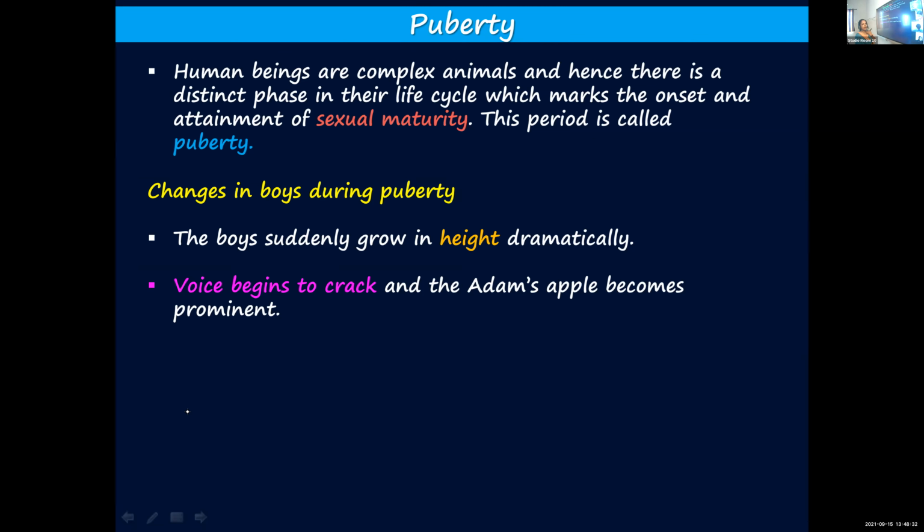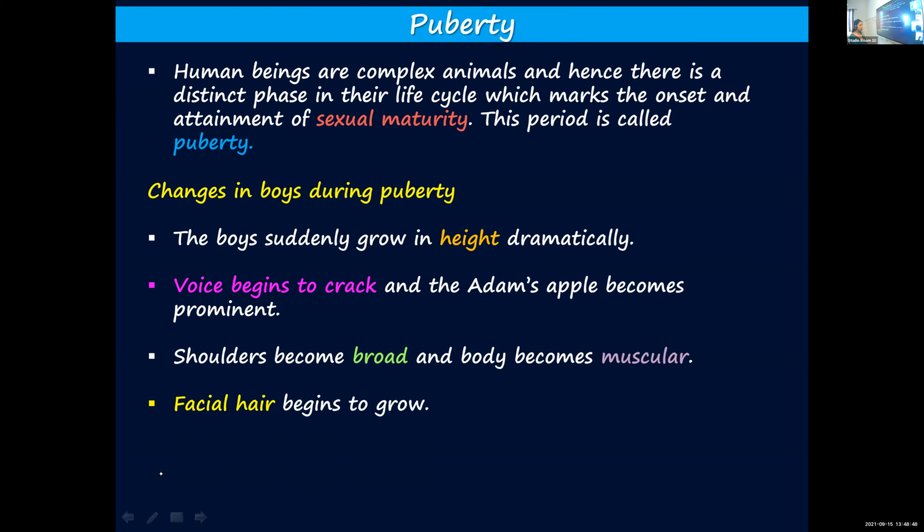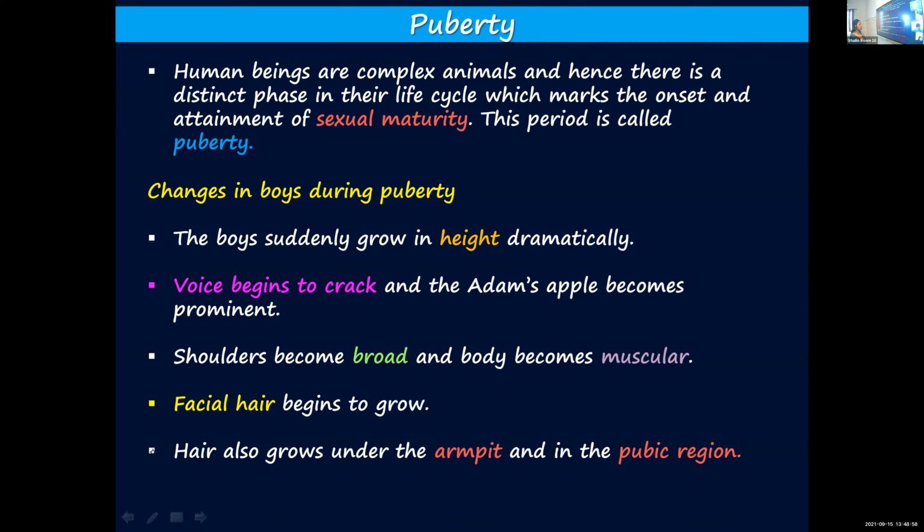The Adam's apple is there in your throat region, you have learned what Adam's apple is. The voice box will be projected outwards, unlike in the case of females, and that is known as Adam's apple. That becomes more prominent. The shoulders become broader, the body becomes muscular, facial hair, mustache, beard, all that starts to grow, and hair starts to grow under the armpit and also in the pubic region. The pubic region is the private part. There also there will be growth of hair.